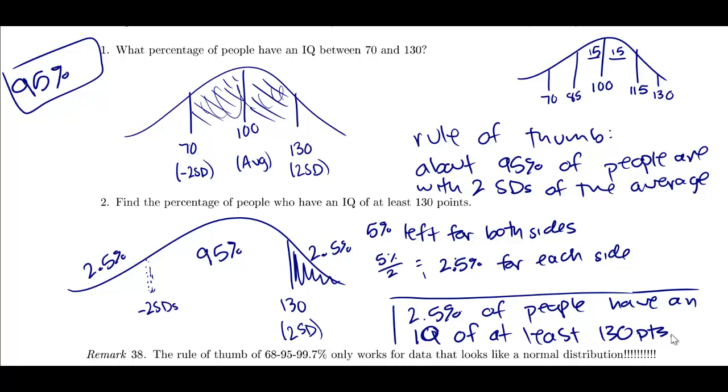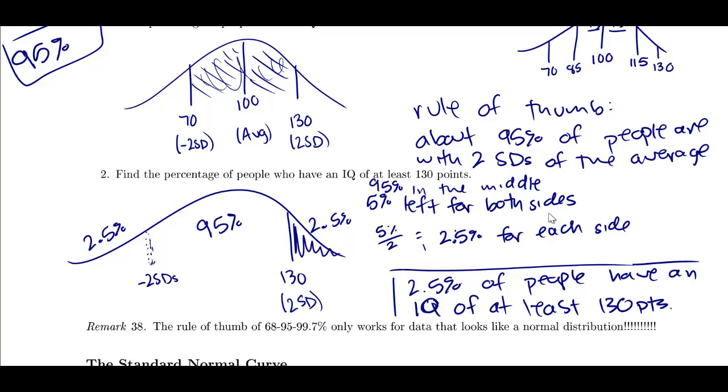Notice the way I'm solving these problems is as I draw pictures. Let me just add a little note here for your notes later. So 95% in the middle means 5% left for both sides. And just as a final remark, the rule of thumb that we just used only works for data that looks like a normal distribution. If it doesn't look like a normal distribution, we can't do it.